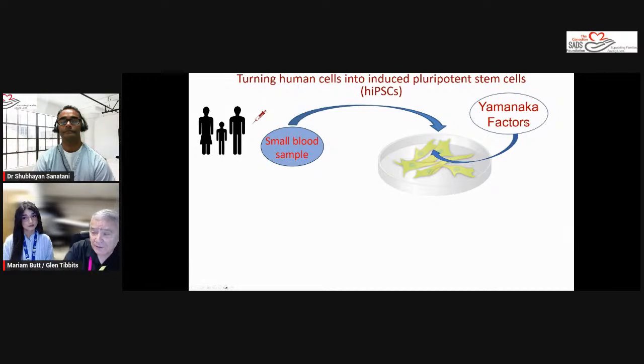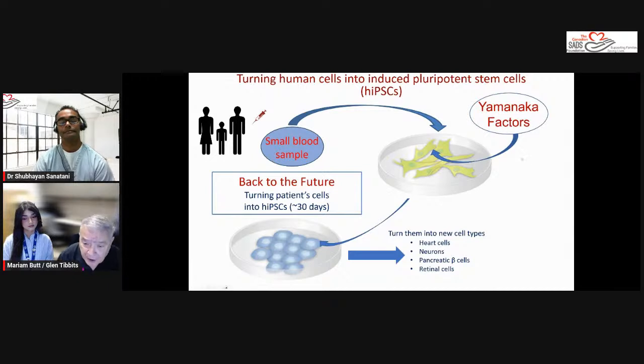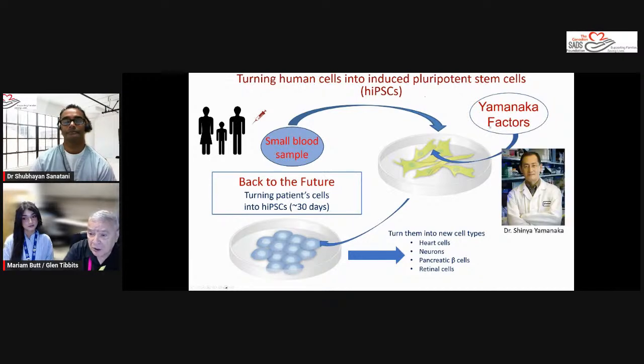I'll explain why it's called that in a moment. And after about 4 or 5 weeks, these cells go way back to the future, and now they become stem cells from the patient, and they can become just about any cell we want. And of course, we're going to talk about heart cells, but our colleagues make pancreatic beta tissue, neurons, etc. And they're called Yamanaka factors because Shinya Yamanaka developed this technique about 15 years ago.